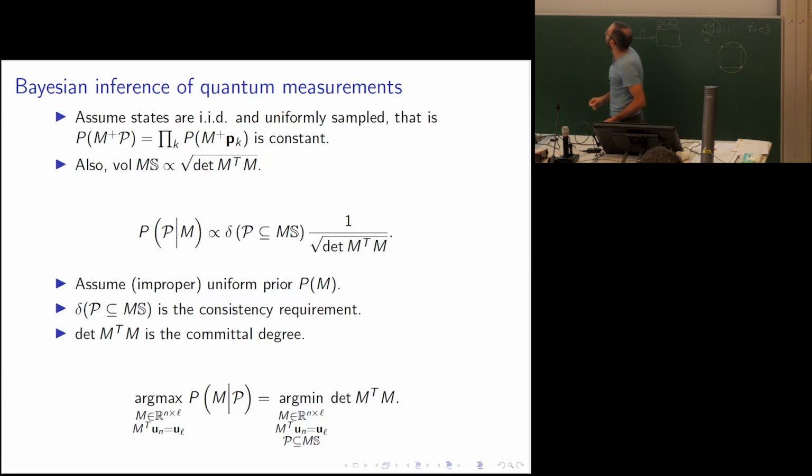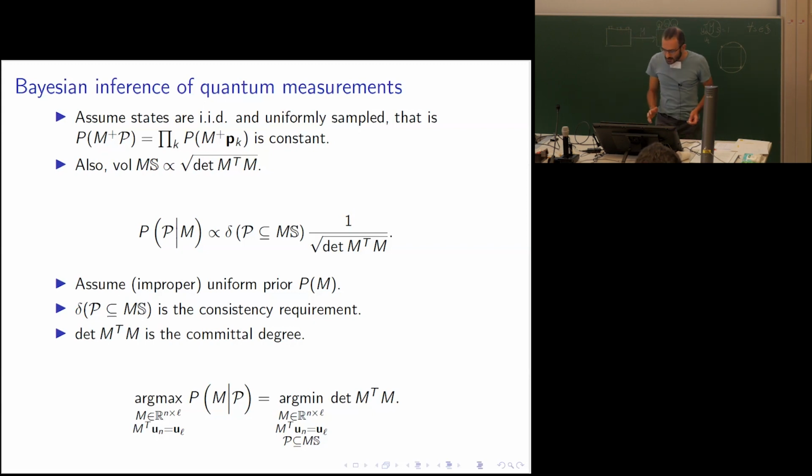And now we take the maximum over the posterior. So we take the argmax over any measurement. This means measurements on a d squared equal to L dimensional Hilbert space with n outcomes. And this is the condition that they are measurements of these posterior, and it can be rewritten this way. So the delta function becomes a constraint. So it's a constrained optimization, and the determinant gets there. I flipped it, so the arg min, and the determinant goes to the numerator.